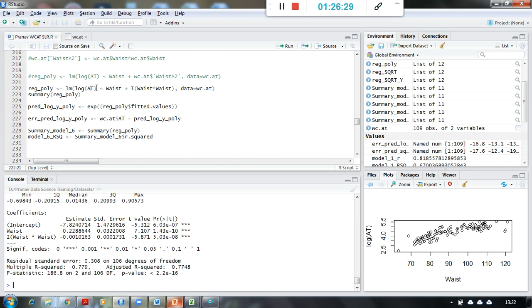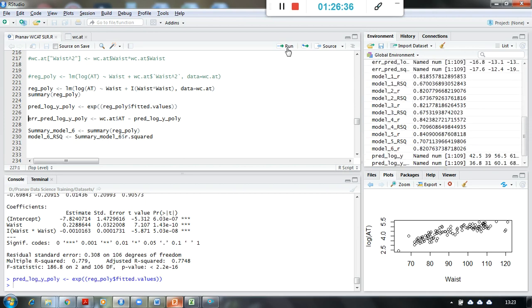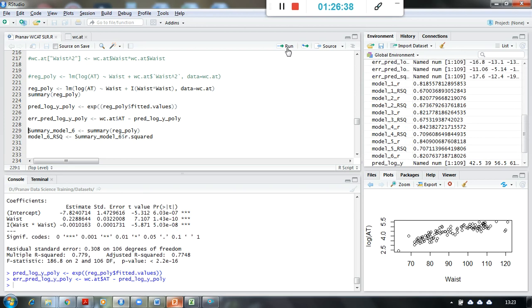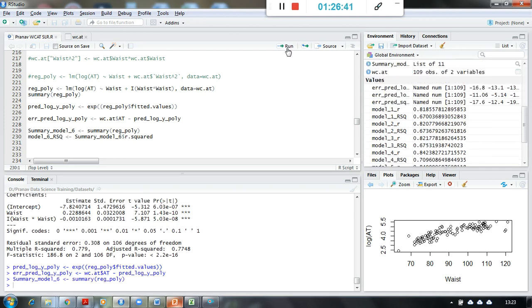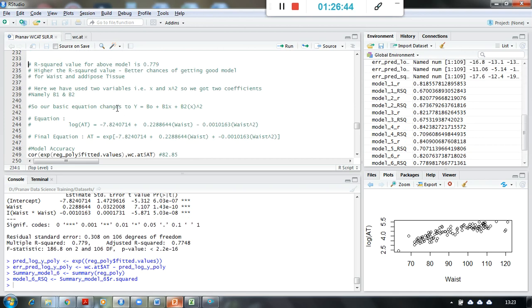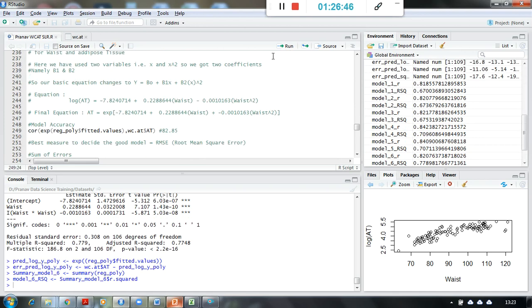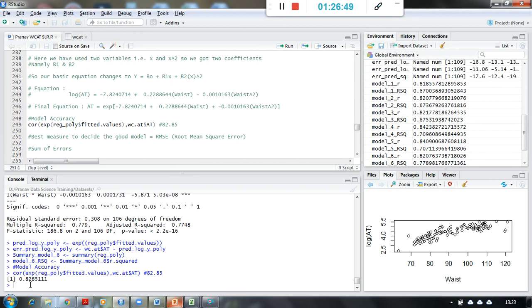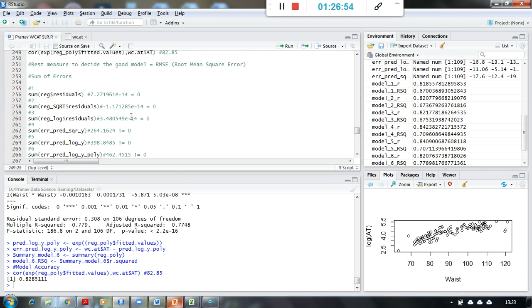As we have transformed AT into log again over here, I am taking exponential on the fitted values, storing them in a variable, calculating the error as usual, and then storing the R square for this model as well. Now let us check the accuracy of this model, and it has given us 82.85%, right? Now let us understand some more things. We are stopping here as far as model building is concerned. Now let us enter into the evaluation of the model, right?